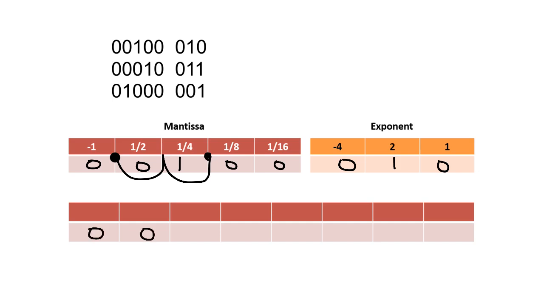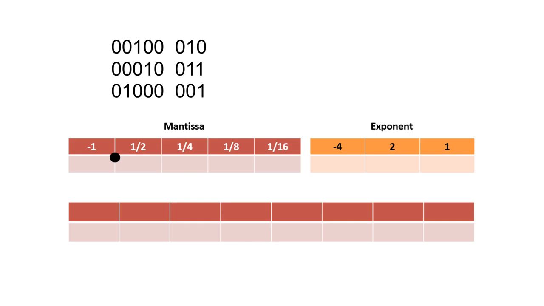0, 0, 1, 0.00. Okay, so this is worth a half, this is worth a quarter, this is worth 1, this is worth 2, and this would be worth -4. So here we've got the number 1.